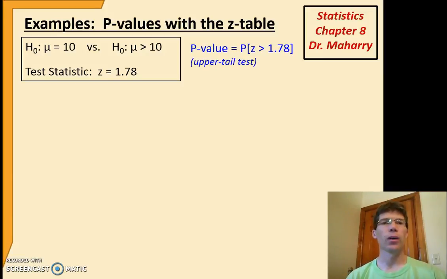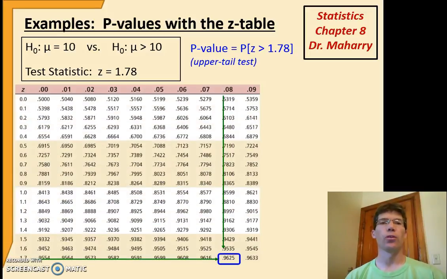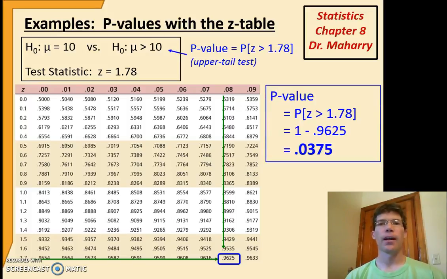So for the p-value, I'm going to take that calculated test statistic. I got 1.78. I'm going to look for the probability of being greater than 1.78. So I'd go to my z-table, look up 1.78, I get 96.25. Now remember, this is an upper tail test, so I want greater than 1.78. That 96.25, remember in the z-table, is lower tail. So if I want greater than, I go 1 minus. So the p-value for this particular test would be 0.0375.